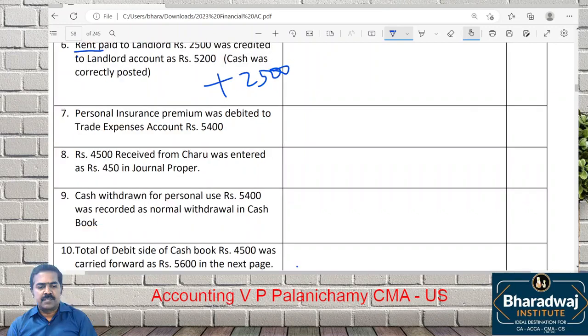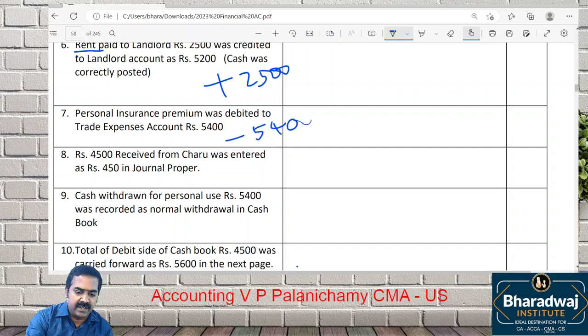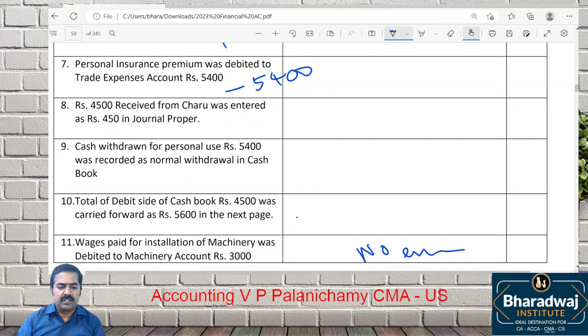Personal insurance premium was debited to trade expense account. Personal expense, the business will record it now. Profit will decrease by 5,400.